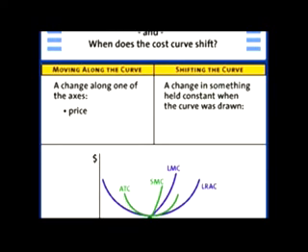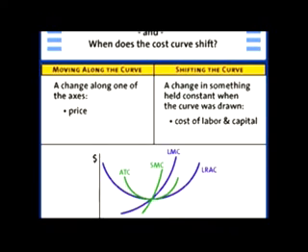However, if you change one of the things that's held constant when you draw this picture, then you'll shift the whole set of curves. For instance, let's suppose that the price of the firm's inputs increase. Let's suppose that the price of labor and capital increases. In that case, what will happen to the cost curves is this. The whole set of cost curves will shift upwards, representing an increase in the cost of producing any given quantity of output. If the price of the inputs falls, then the cost curves will all shift downwards, representing a reduction in the cost of producing any quantity of output.